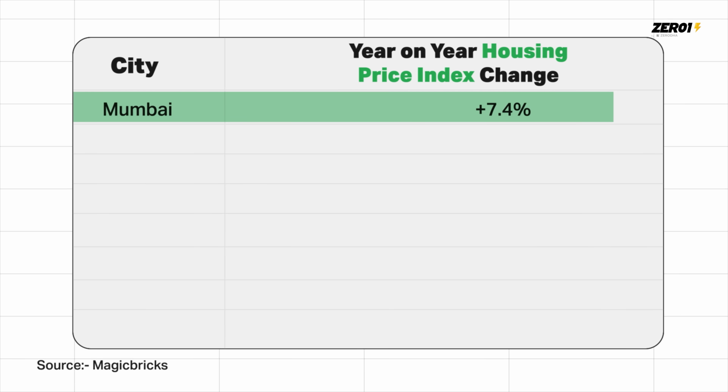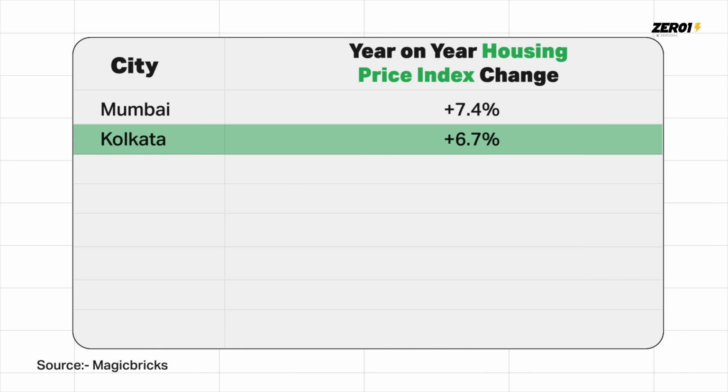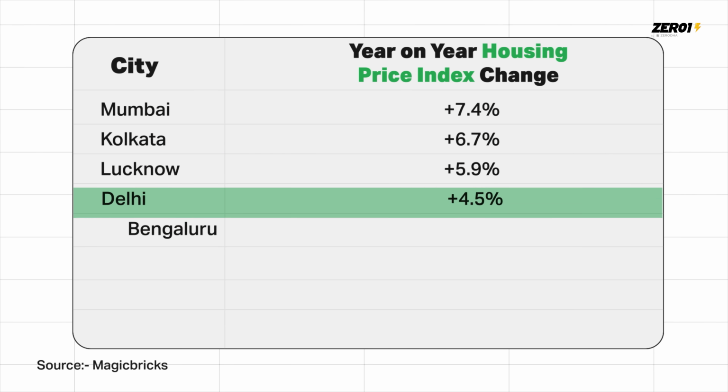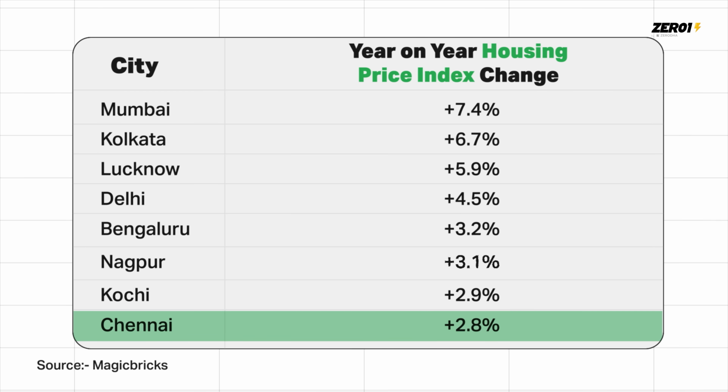So this 4.5% average appreciation is an average. And this changes from micro markets, as in the same city, but in a certain region, certain area, the prices are different. But let's look at it city-wise. Over here, you can see Mumbai year-on-year HPI change, or the housing pricing index change, 7%, we have 6.5%, we have 6.7%, 5.9%, 3.2, 3.1, 2.9, Chennai is 2.8 for that particular year.